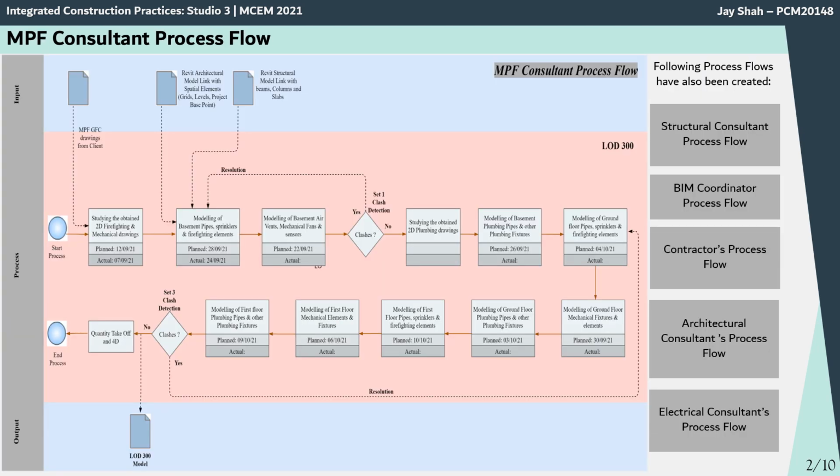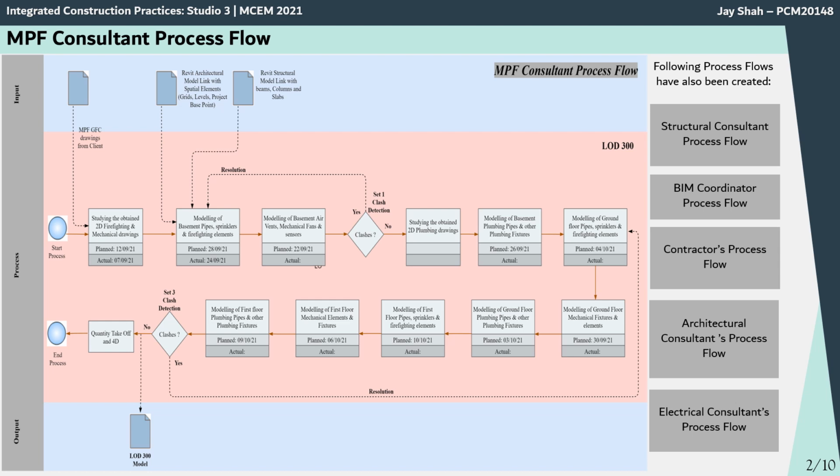So this is the process flow for the MEP consultant. Here, at first the GFC drawings were studied, then the modeling was prepared using Revit, and the modeling of the basement pipes, sprinklers, and firefighting elements was done up to LOD 300. Followed by that, the modeling for the basement mechanical elements, including the jet fan, was done up to LOD 300, and then the site 1 clash detection was carried out.